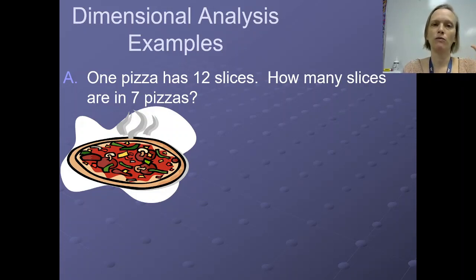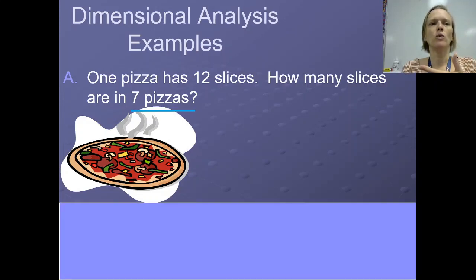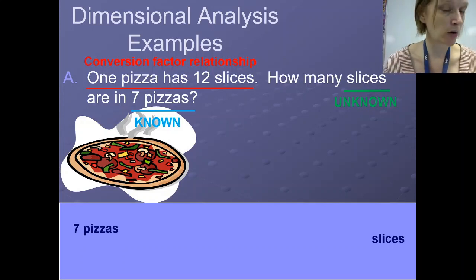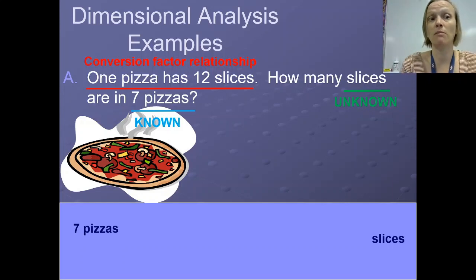Step 1, figure out your known, figure out your unknown. What's our known? We know that we have 7 pizzas. We want to know how many slices we have. So I write down 7 pizzas at the beginning and slices at the end. Step 2. Oh, before I move on to step 2, sometimes students get confused here. They think, I know that one pizza has 12 slices. This is my conversion factor relationship. You wouldn't have known if I hadn't told you how many slices were in this particular kind of pizza. So this is going to be my conversion factor relationship that I'm going to use in step 3.